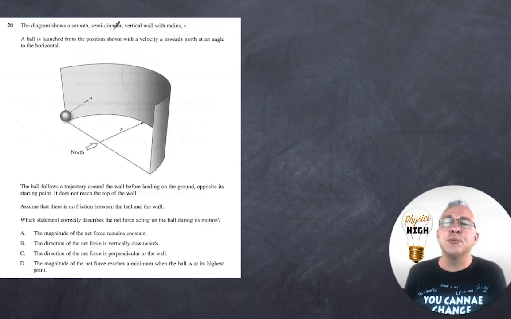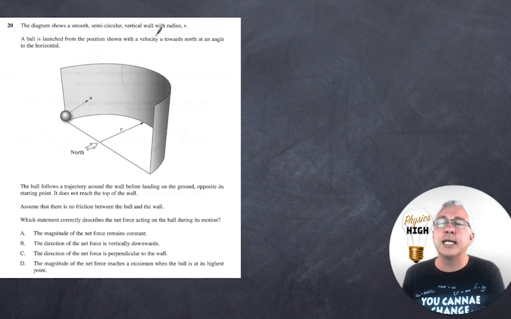The diagram shows a smooth semicircular vertical wall with radius r. The ball is launched from a position shown with a velocity u towards the north at an angle to the horizontal. The ball follows a trajectory on the wall before landing on the ground opposite of its starting point. It does not reach the top of the wall. Which statement correctly describes the net force acting on the ball during its motion?